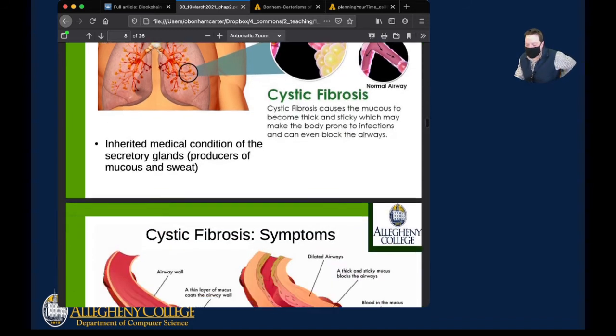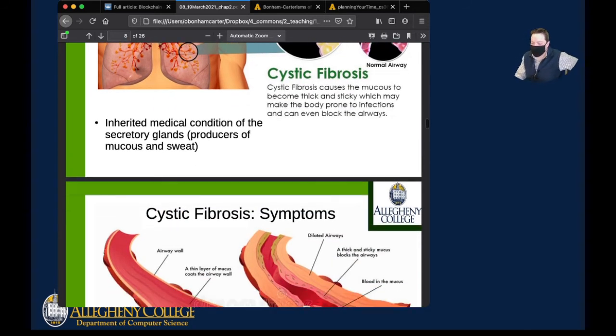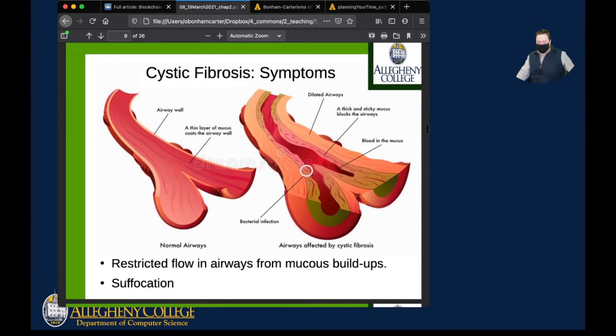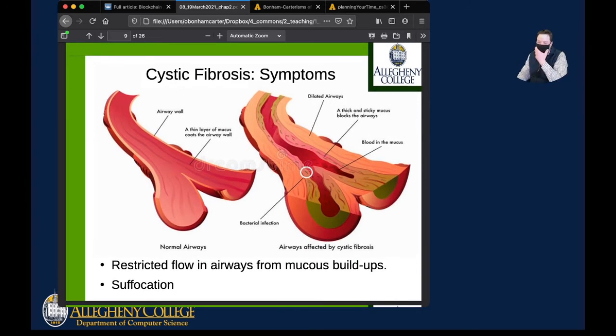Cystic fibrosis causes mucus to become thick and sticky. This is just another picture of this if you're interested in seeing more about what's going on. Some of the symptoms are, for instance, this is a normal airway inside your lungs on the left-hand side. On the right-hand side, you have dilated airways which begin to get filled up with all this mucus because the cells are unable to move water out.